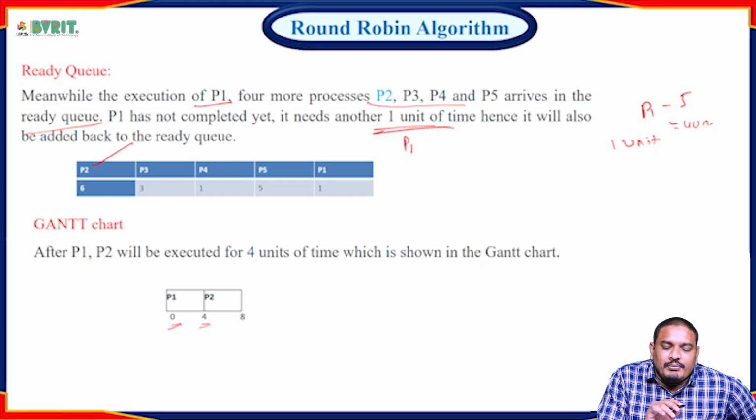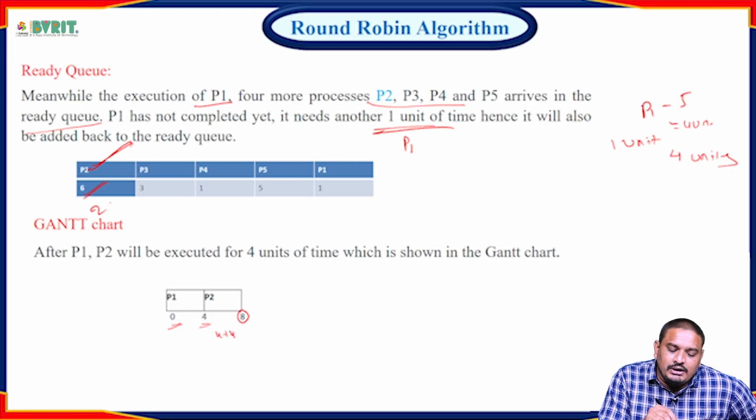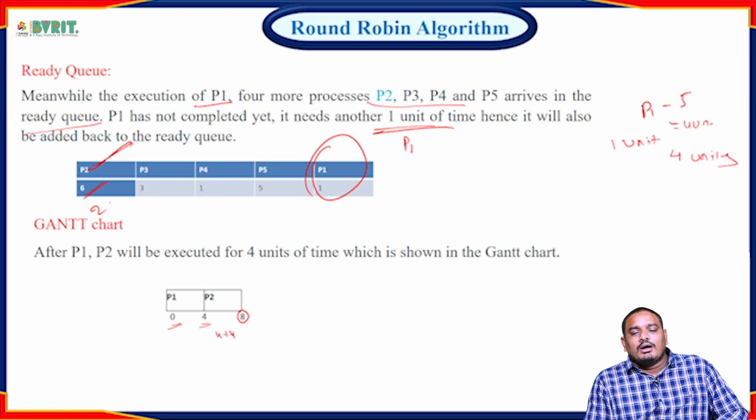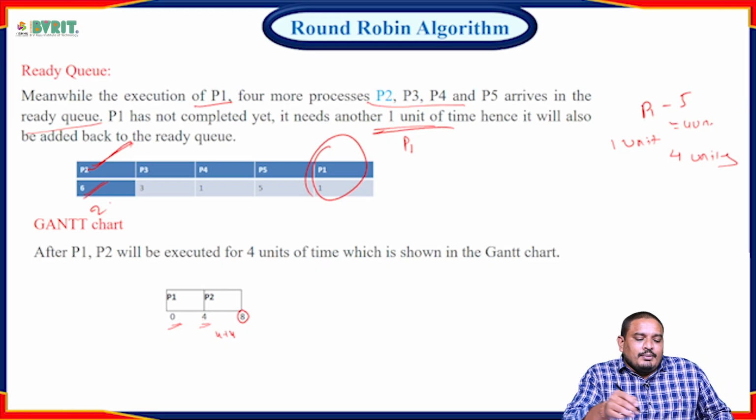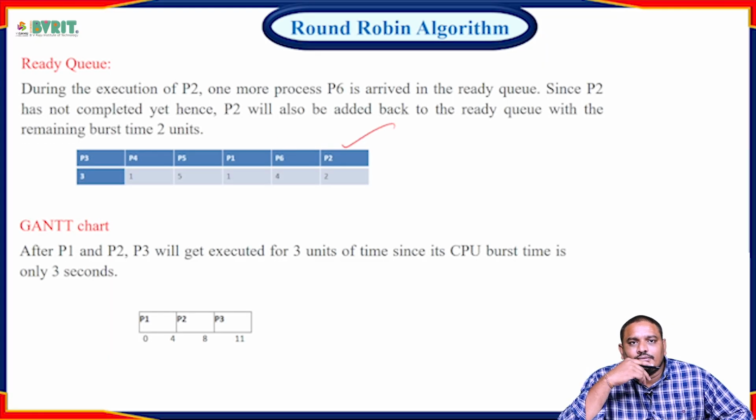Coming to process P2, the burst time is 6. Only 4 units are available, so from 4 to 8, P2 is completed for 4 units, that is 4 plus 4 equals 8. The remaining 2 units will be available. After P1 is completed, P2 comes to the picture.